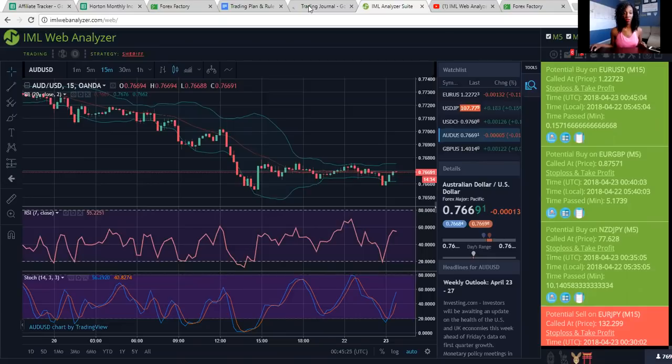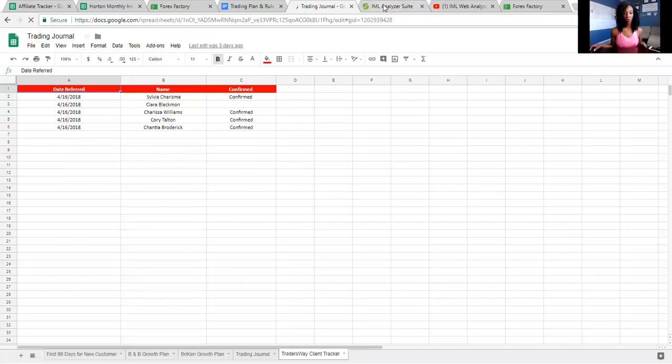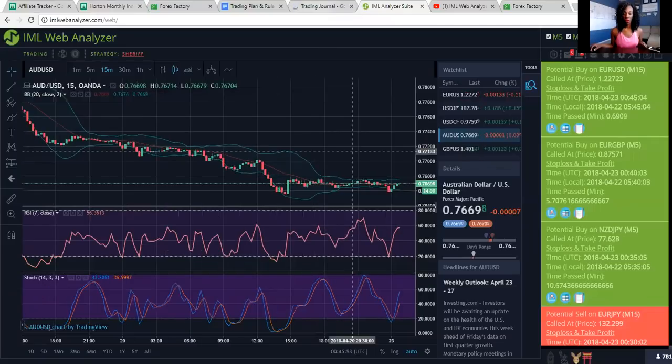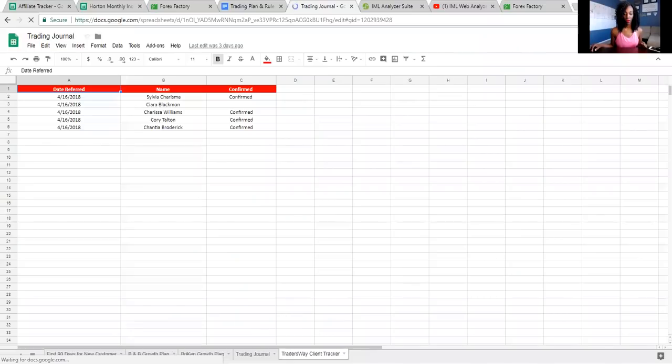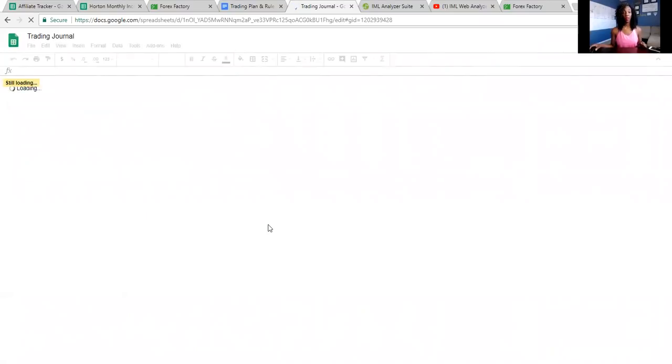On my trading journal, a few things that I have, I usually have the pair. Let me refresh this. It might take a little bit longer. While that's pulling up, hold on one second, trading journal. Let me find this, bear with me. Okay. All right, it's just loading up here.